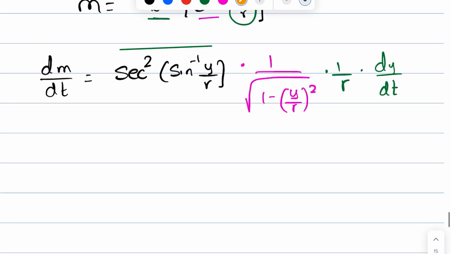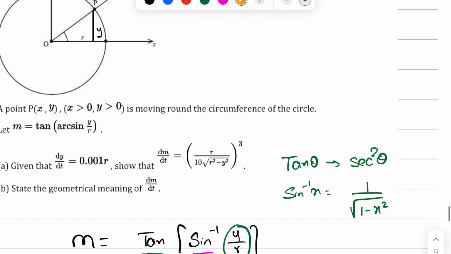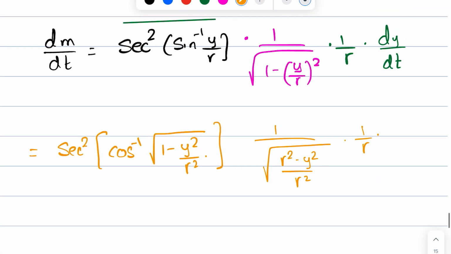So now over here, what am I going to do? Secant square, and this is sine inverse, so it becomes cos inverse of square root of 1 minus y square upon r square. Then 1 upon square root of r square minus y square upon r square, times 1 upon r, times dy by dt. dy by dt has been given as 0.001 r, which is r upon 1000. For simplification, just cancel r and r wherever you can.